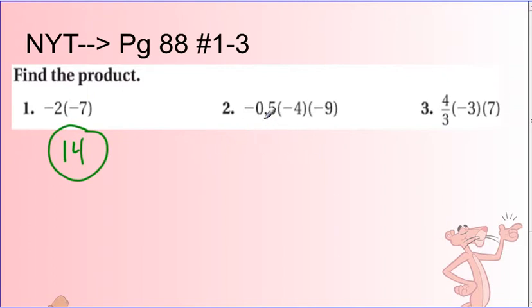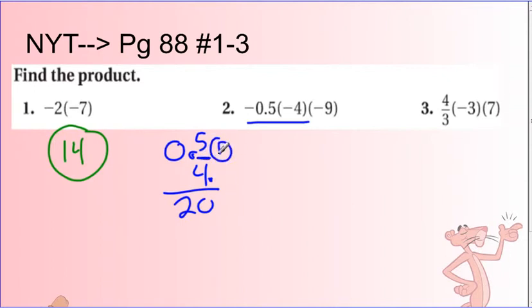Number 2, 0.5 times by 4. Well, 0.5 times by 4. Again, notice my decimals are not lined up. It doesn't need to be. 5 times 4 is 20. There is one number after the decimal in the problem, so one number after the decimal in the answer, 2.0, which is just 2. So that's the number part. Now for the sign. The signs are the same, so the answer is positive.